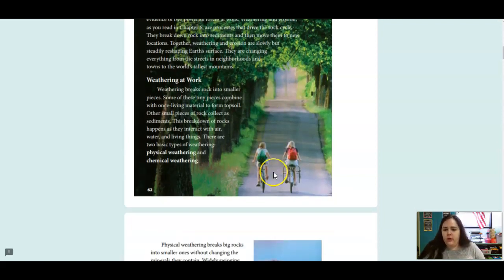Weathering at work. Weathering breaks rock into smaller pieces. Some of these tiny pieces combine with once living material to form topsoil. Other small pieces of rock collect as sediments. This breakdown of rock happens as they interact with air, water, and living things. There are two basic types of weathering: physical weathering and chemical weathering.